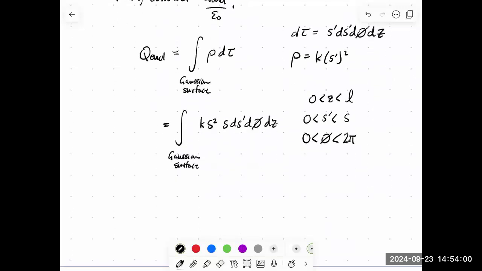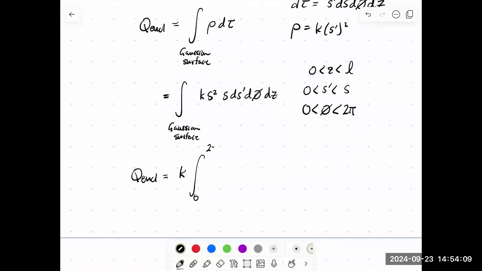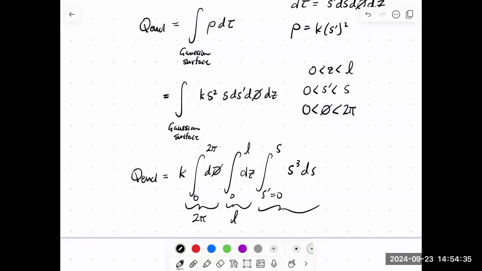Okay, so let's see. Q enclosed, therefore, should be K, the integral of 0 to 2 pi of d phi, the integral of 0 to L of dz, the integral of S prime is 0 to S, and then what do we have? We have S cubed. So this is going to be 2 pi. This is going to be L. This is going to be, sorry, I should fix my notation. S prime cubed ds prime. So it's going to be S prime to the fourth over 4 evaluated between 0 and S. So should be S to the fourth over 4, I think.